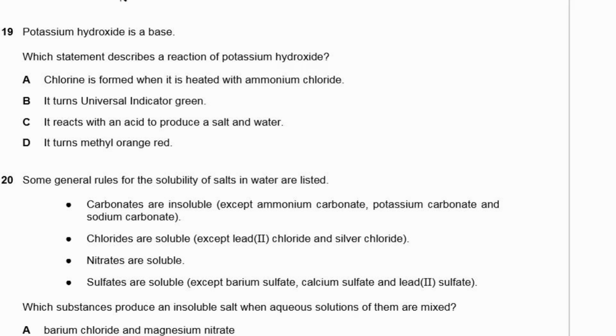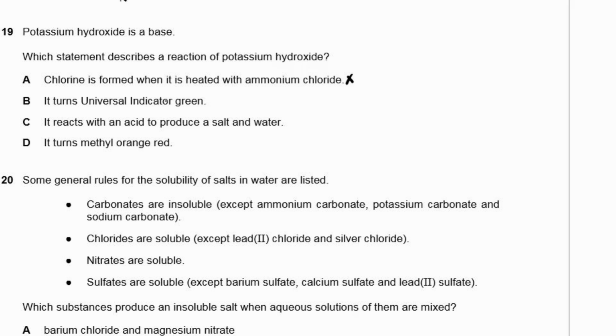Question 19. Potassium hydroxide is a base. Which statement describes a reaction of potassium hydroxide? Okay. A. Chlorine is formed when it is heated with ammonium chloride. All right, so if you heat ammonium chloride and potassium hydroxide, you'll get ammonia gas, just like in the previous question with sodium hydroxide. You'll also get potassium chloride and water. You won't get chlorine gas. You'll get ammonia gas instead.